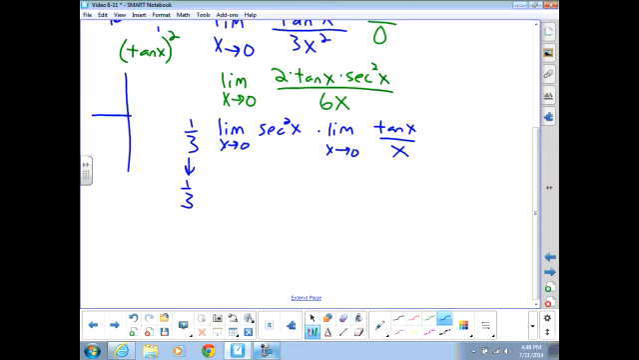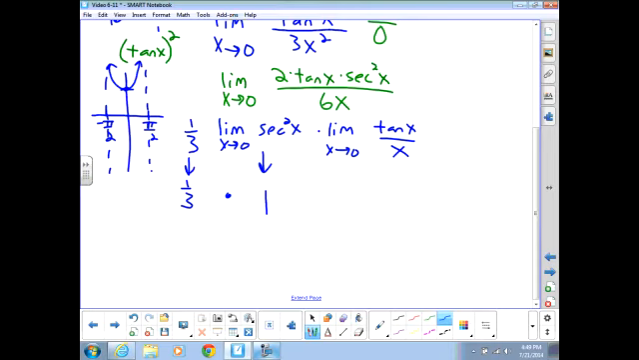Let's look and see what the graph of secant squared looks like. Secant is 1 over cos. Cos will be 0 at pi over 2 and negative pi over 2, so we'll have asymptotes there. Cos is 1 at 0, so that means secant will be 1 over 1, so that'll be 1. And then secant's graph in that section will look like that. So the limit as x approaches 0 of secant squared x, because secant x is just 1, 1 squared is 1. So we have 1/3 times 1.